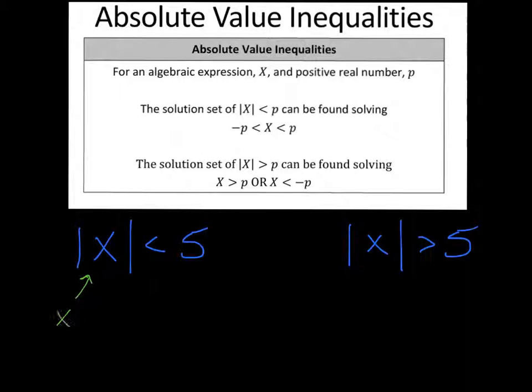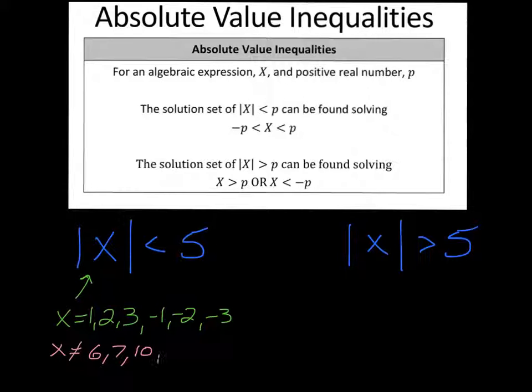These would be numbers like 1, 2, and 3, because the absolute values of those are less than 5, but also numbers like -1, -2, and -3 also work, because when we take the absolute value of these, we still get a value less than 5. Numbers that wouldn't work in this case would be numbers that have large absolute values. So numbers like 6, 7, and 10, but also the negative values of those, like -6, -7, and -10, because when we take the absolute value of these, they'll end up being greater than 5, so these ones in red don't work.